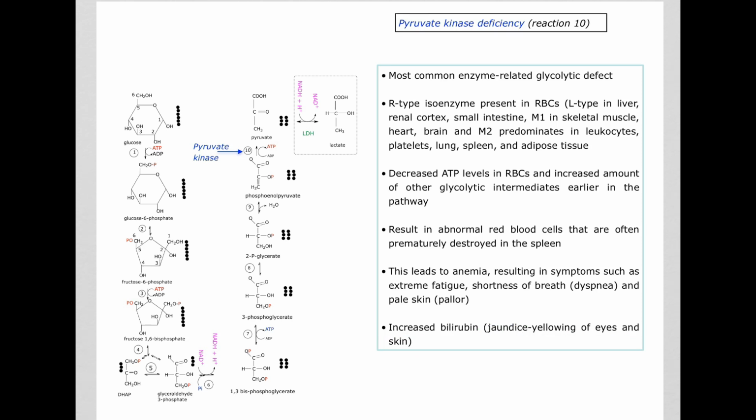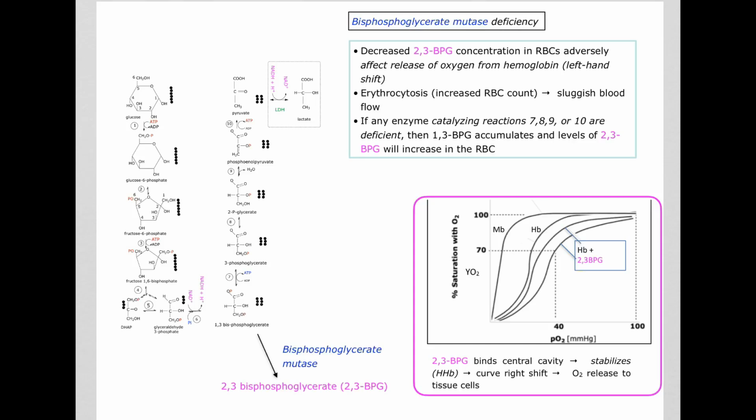So these examples clearly show how important the enzymes that catalyze glycolysis are for that particular cell. And if that enzyme is absent or defective, then that could lead to all kinds of problems with that cell and eventually all kinds of problems in the body. This will also be a good time to talk about this deficiency called bisphosphoglycerate mutase deficiency.